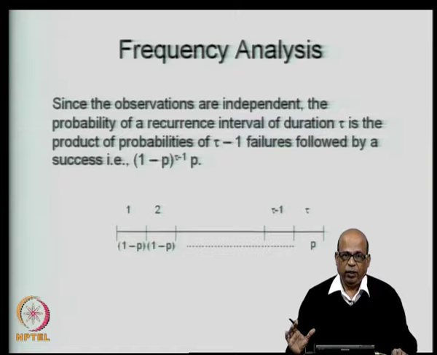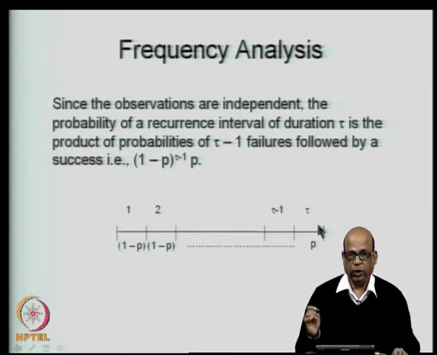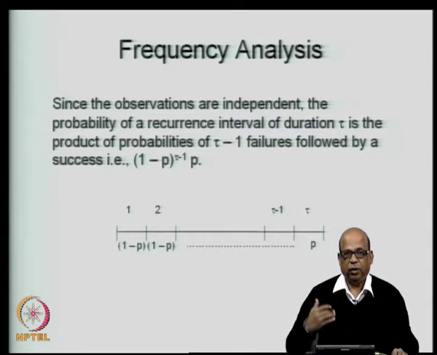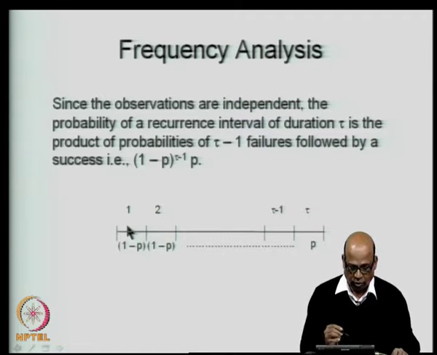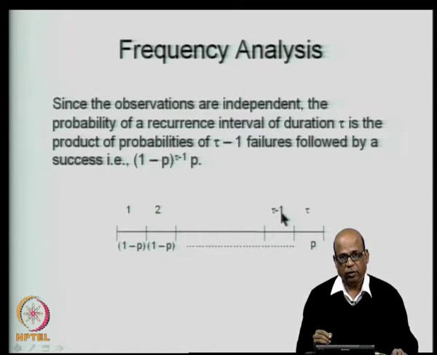Because the observations are all independent, consider the probability of a recurrence interval of duration tau. Once the event has occurred, what is the probability that it occurs again only after tau years, because that is the concept of return period? What does that mean? That means that in the first year it does not occur, second year it does not occur, third year it does not occur, and so on, up to the tau minus 1th year it does not occur, but in the tauth year that particular event occurs.